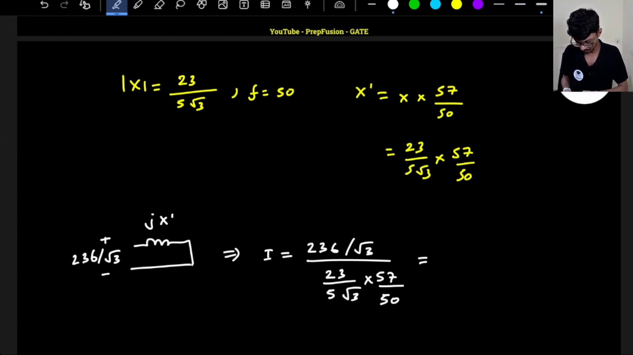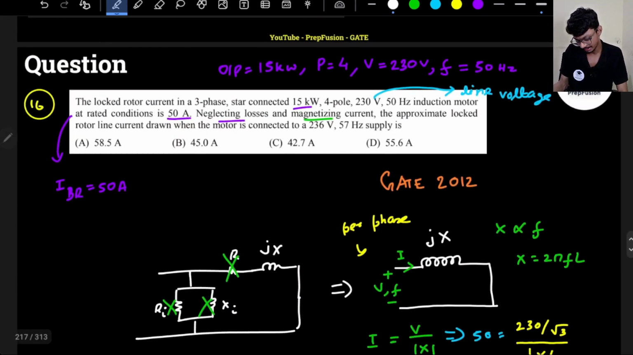Now for this value we will use the calculator. 50 divided by 23 into 57 into 2 into 250, yeah, 45. This approximately comes out to be 45 ampere. So the current answer will be 45 ampere.